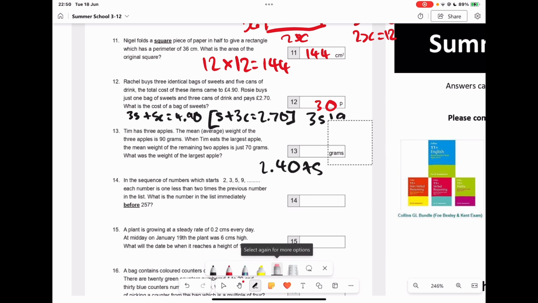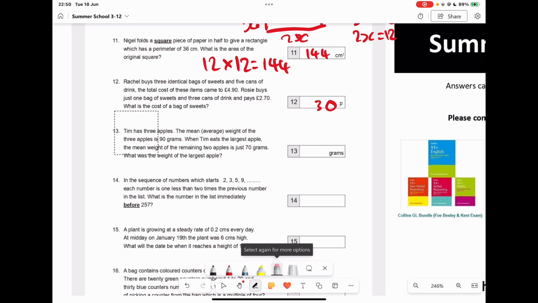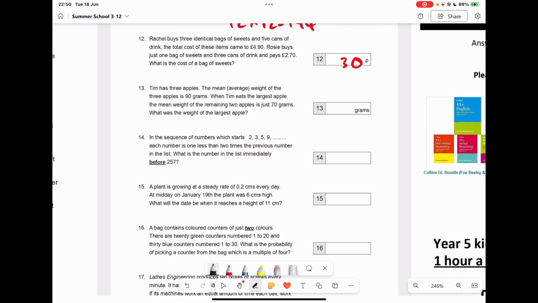Now I'll just clear out some space. Okay, and Tim has 3 apples. The average weight of the apples is 90 grams. And then when Tim eats the largest apple, the mean weight of the remaining 2 is 70 grams. So what's the weight of the largest one? So if the average weight of 3 is 90 grams, and then when he eats the largest, it's reduced to 70. Okay.